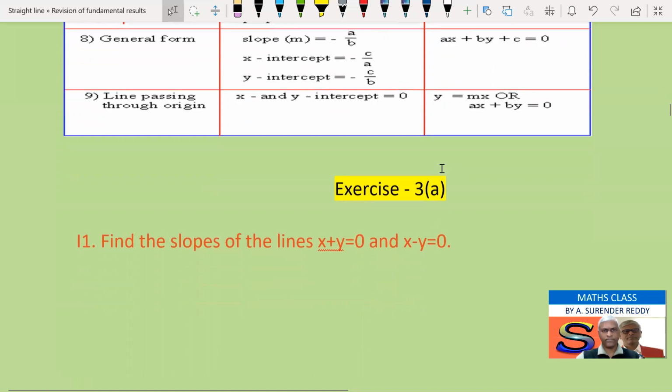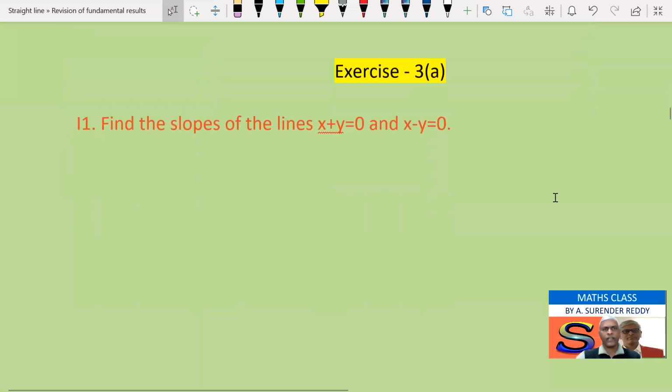Line passing through the origin: y is equal to mx or ax plus by is equal to 0. You remember, if there is no constant term, and only x and y terms are there, then the line passes through the origin. Any equation of the form y is equal to mx or ax plus by is equal to 0 passes through the origin. Remember, if there is no constant term, with only x term, only y term, or only x and y terms, the equation passes through the origin.